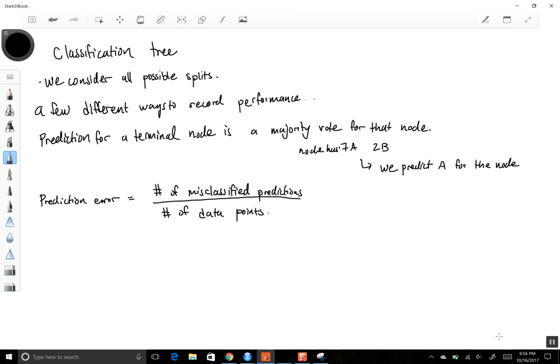But it turns out this is not really the best. The performance of using this metric is not very good. There are two other metrics, and they give almost the same performance. Somebody did a study: is there a real difference between these? They found that only in about 2% of scenarios is there a slight difference, and even that difference is not a big deal. One is called the Gini index.